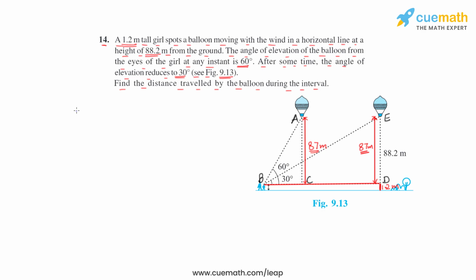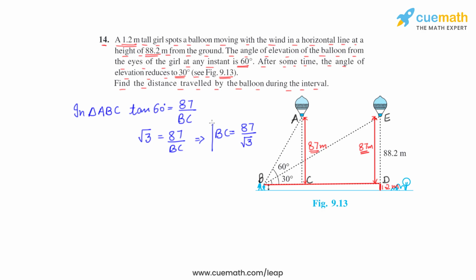So in triangle ABC, tan 60 degrees is equal to AC by BC. AC is 87, so 87 by BC. Tan 60 is square root 3, equal to 87 by BC. That implies BC is equal to 87 by square root 3. Let's keep it as it is for some time. Let's not rationalize it here. We'll rationalize it if square root 3 will be there in the final answer in the denominator.